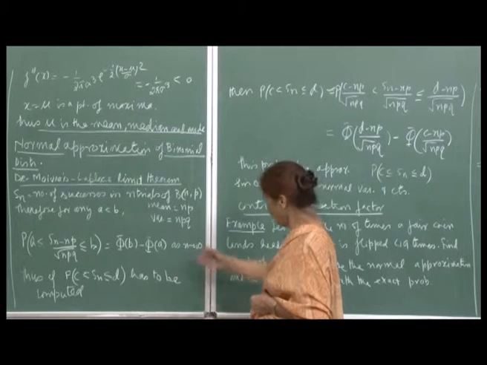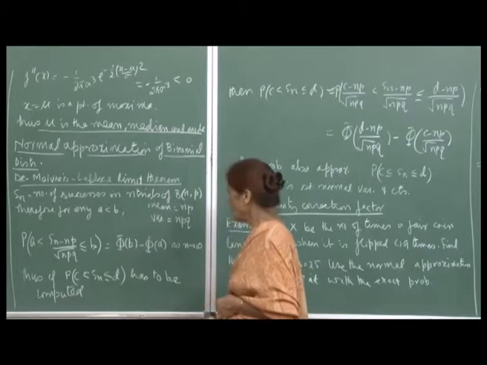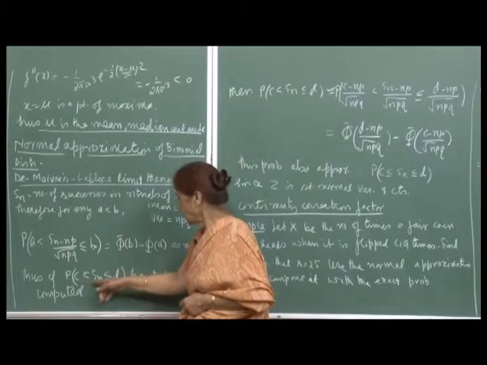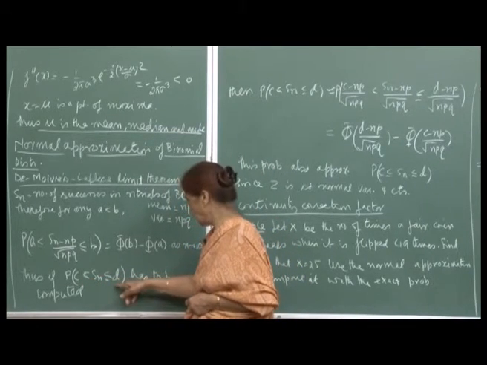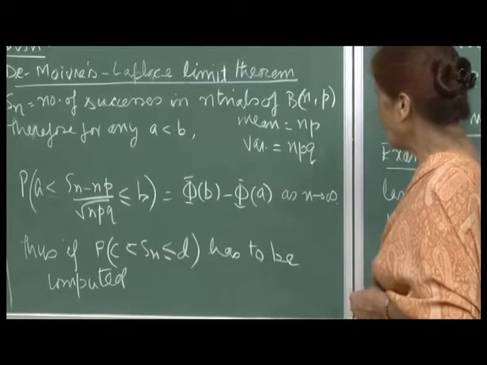So now we will use this, and suppose you want to compute the probability that C is strictly less than S n is less than or equal to D, and here of course, it is understood that C is also strictly less than D.